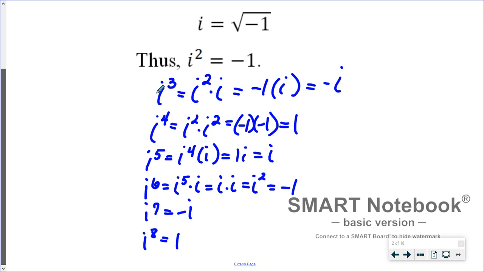Okay? So it's actually quite easy to do i to any power, right? So you could do i to the 63rd power, for instance. Well, all you have to do is divide this by 4 and find the remainder. So 63 divided by 4 is equal to 15 with a remainder of 3, which means that i to the 63rd power is the same as i cubed, because that's what the remainder, 3, is. So this is -i.